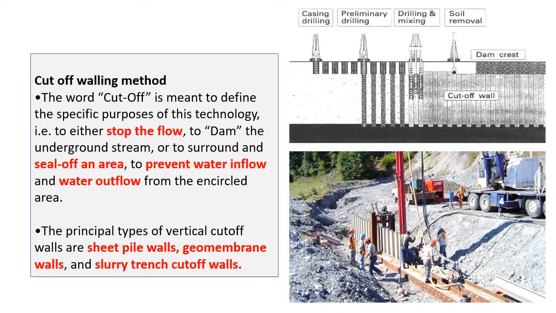The next method is the cut-off walling method. The word cut-off is meant to define the specific purposes of this technology, for example, to either stop the flow, to dam the underground stream, or to seal off an area. It creates barriers to groundwater flow. The common types of vertical cut-off walls are sheet pile walls, geomembrane walls, and slurry trench cut-off walls.